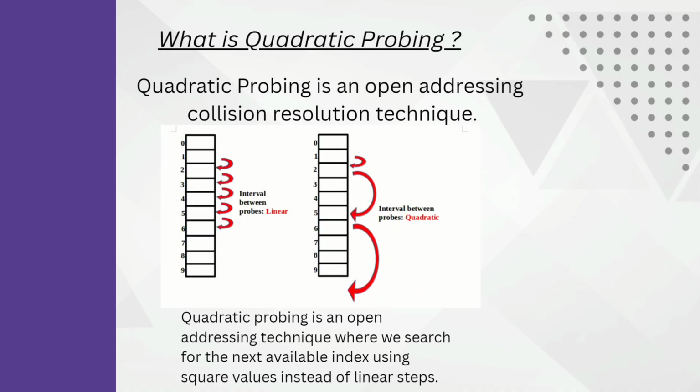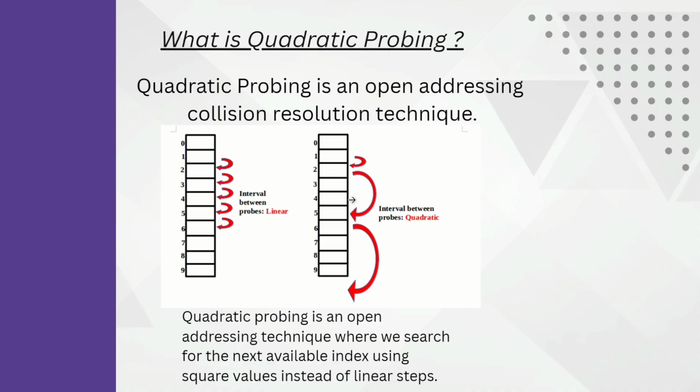What is quadratic probing? Quadratic probing is an open addressing, collision resolution technique where we search for the next available index using square values instead of linear steps. Here we can see the interval between probes is linear, and here the interval between probes is quadratic.